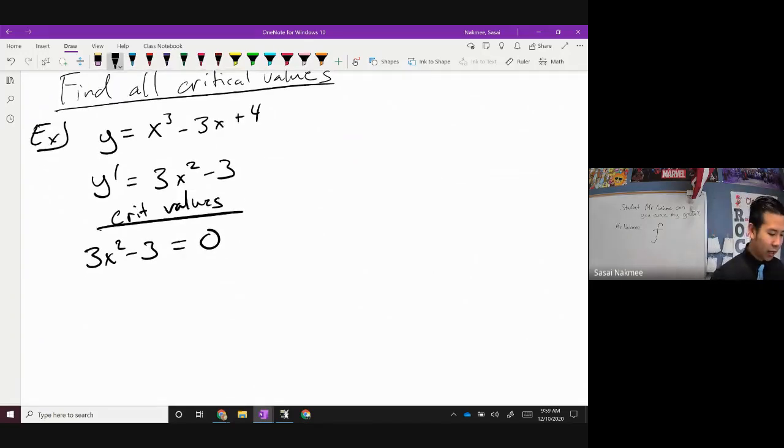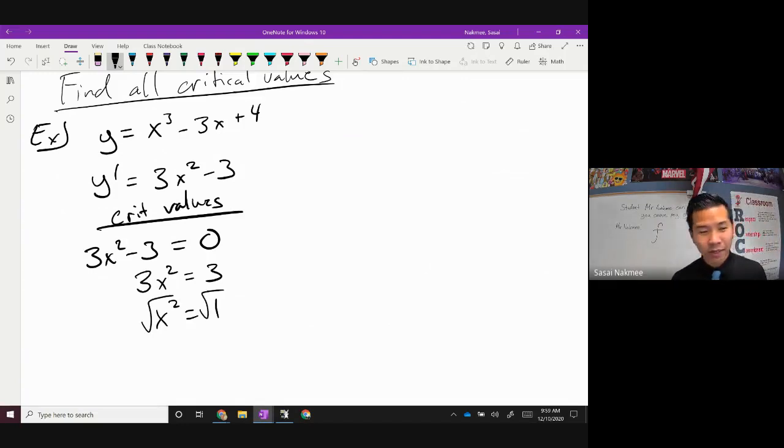We go ahead and add 3 to both sides. I get 3x squared equals 3. Divide both sides by 3. I end up with x squared equals 1. Take the square root of both sides. And whenever you take the square root of an x squared value, always remember that it's not just equal to 1, but it's equal to plus or minus 1. And those are your critical values.